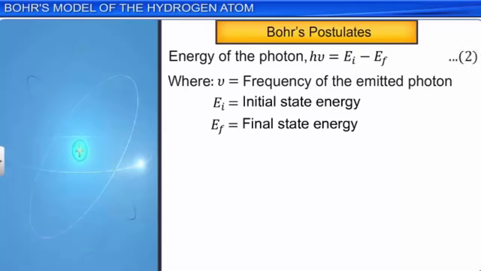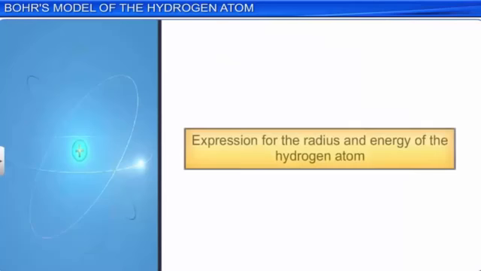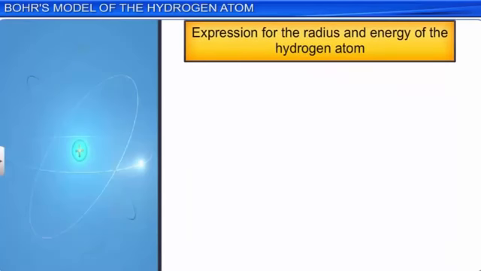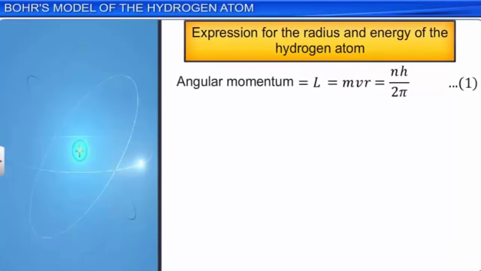Let us now derive the expression for the radius and energy of the hydrogen atom. From equation 1, we can write m vn Rn is equal to nh by 2 pi. Here, n is an integer, Rn is the radius of nth possible orbit, and Vn is the velocity of the electron in the nth orbit. Let this be equation 3. The allowed orbits are numbered 1, 2, 3, and so on, according to the values of n, which is called the principal quantum number of the orbit.